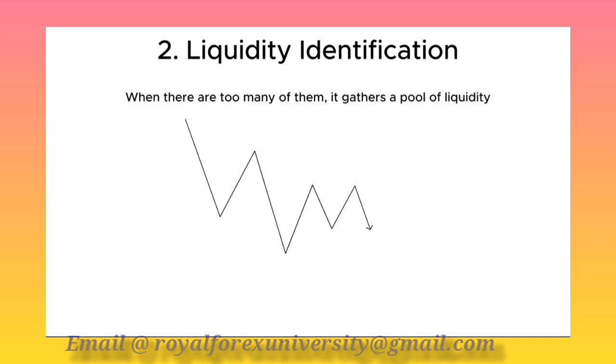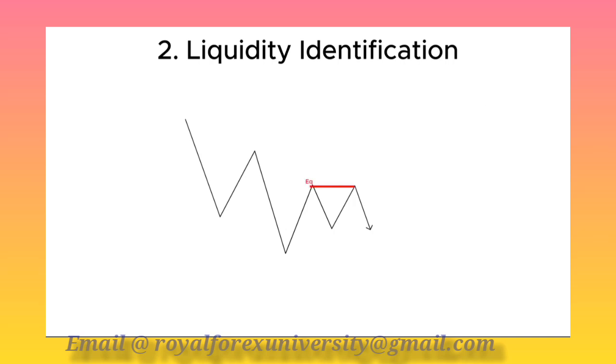And when there are way too many of one side, so way too many buyers or way too many sellers, that gathers a pool of liquidity near some levels. Those levels are usually seen on the charts as right above equal highs, right below equal lows, even above or below trend lines, support, resistance, and even previous day highs and lows. All of these levels are loaded with a lot of orders, especially stop losses from one type of trader, and entries from the other type of traders.